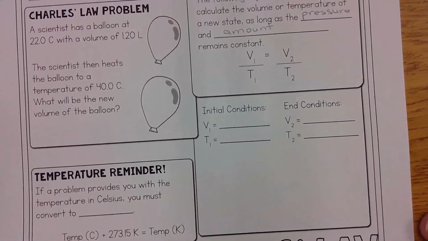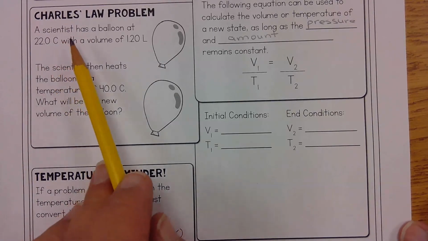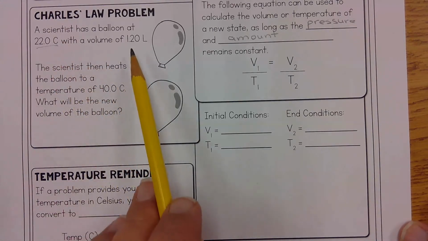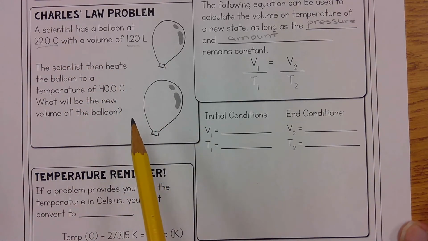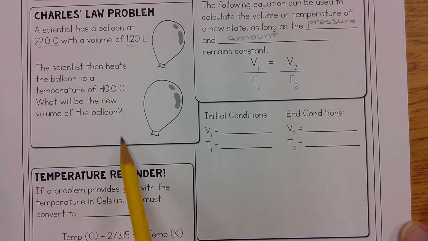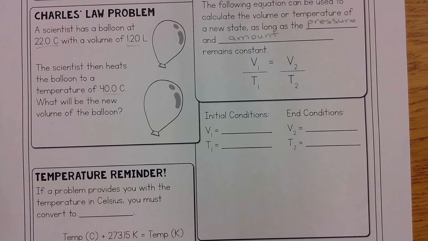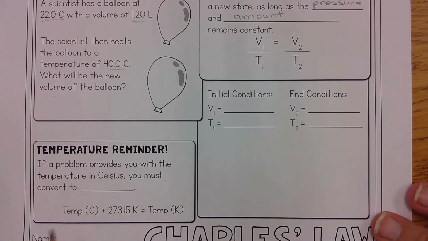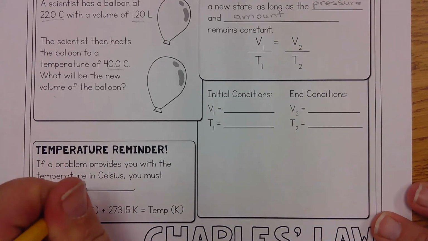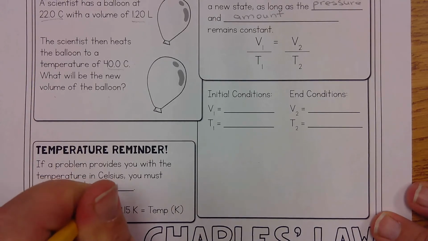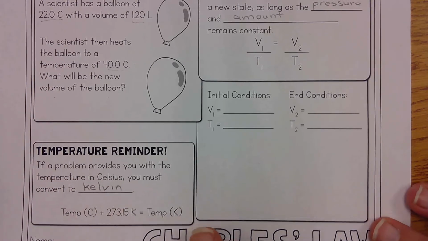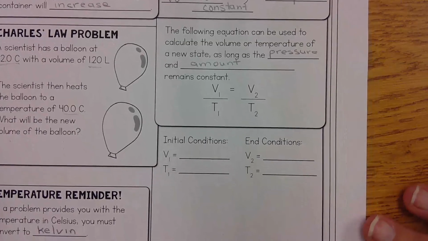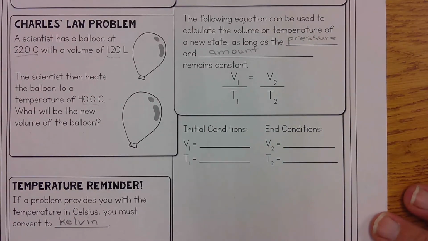All right, so here's my problem. A scientist has a balloon at 22 degrees Celsius, with a volume of 1.2 liters. He heats up the balloon to 40 degrees Celsius. What is the new volume of the balloon? What does the volume of a balloon do if you heat it up? Reminder, we've got to convert that temperature to Kelvin. Super important.